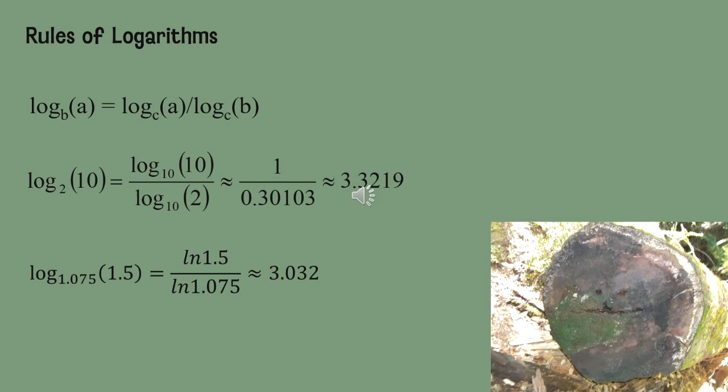If you're working with compound interest, you might end up with a base something like 1.075, and so log base 1.075 of 1.5 could be rewritten using the natural log. The numerator would be natural log of the input 1.5 divided by natural log of the old base, and that's approximately equal to 3.032.